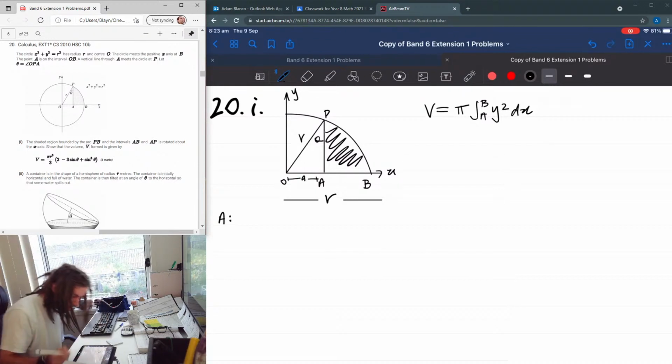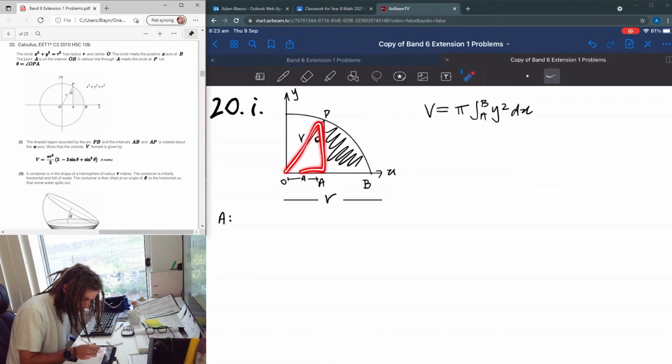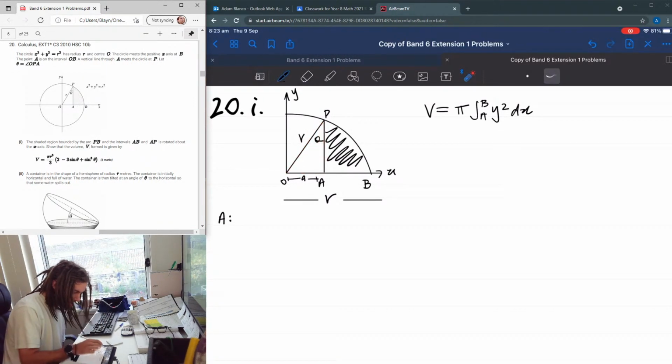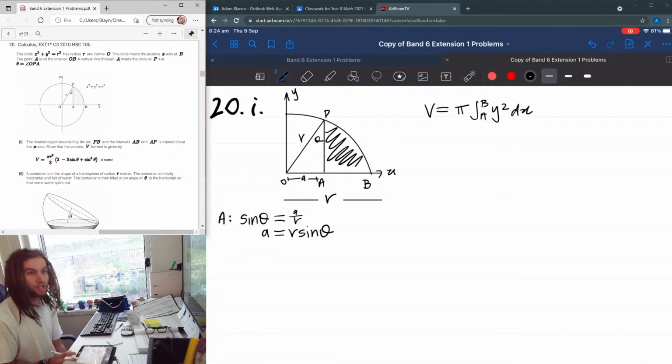That's kind of what I need. Now, the only way I'm going to get that is from this triangle here. So I've got theta, I've got R. That's opposite and hypotenuse, so sine. So I'm going to have sine theta equals A over R, which means A is equal to R sine theta. So that can be another way of writing R.